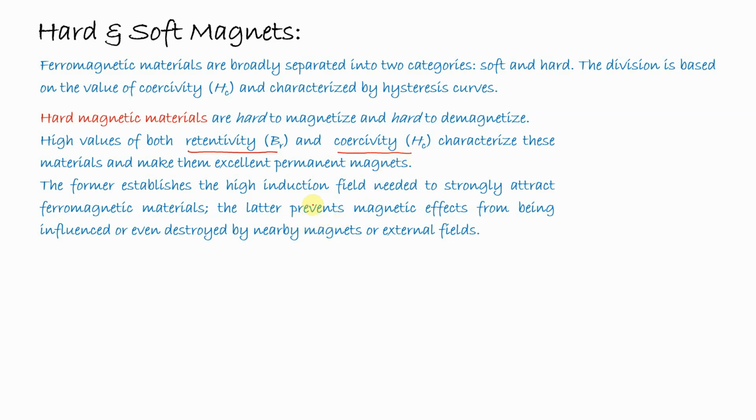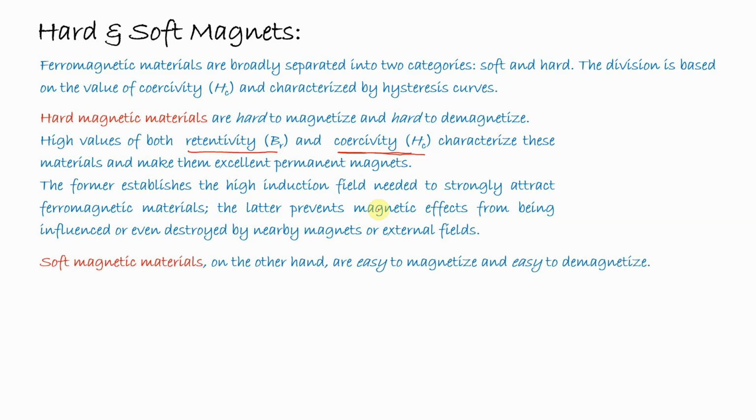Basically, the retentivity is used to create the strong magnetic property. That means as the retentivity is more, the material will be more prone to become a strong permanent magnet. Whereas if the coercivity is more, that means it will be difficult to demagnetize this material, or this type of material will be less influenced by the external magnetic field. On the other hand, the soft magnetic materials are easy to magnetize and easy to demagnetize.